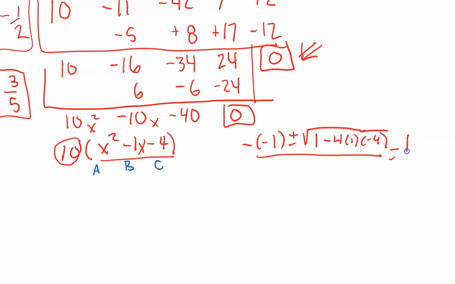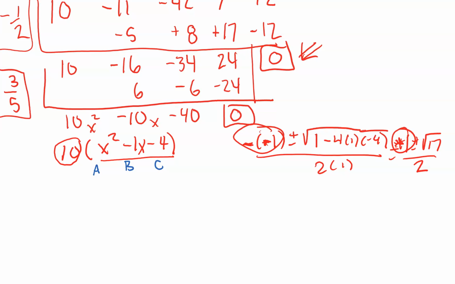So I'll have 1 plus or minus the square root of positive 17 on top. And on the bottom, 2 times A is 2 times 1. So here I have positive 1. That's negative, negative. So that becomes a positive. Positive 1 plus or minus the square root of 17. All of that divided by 2.